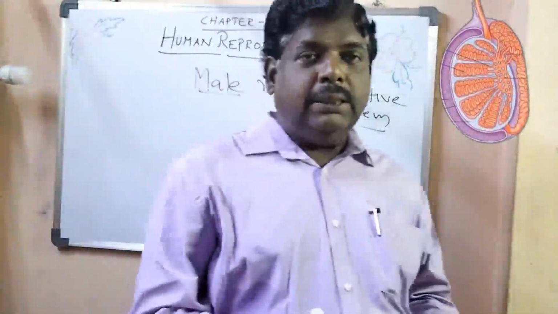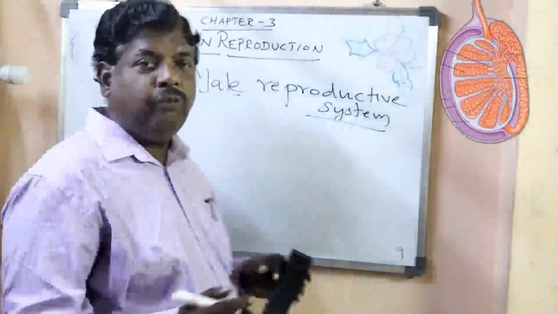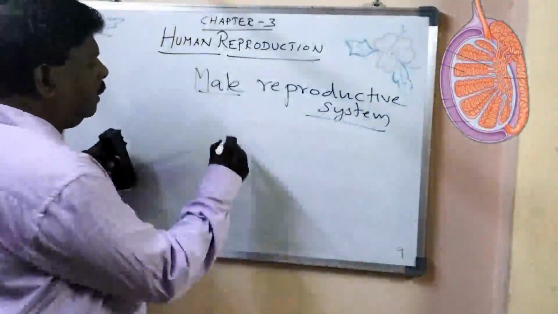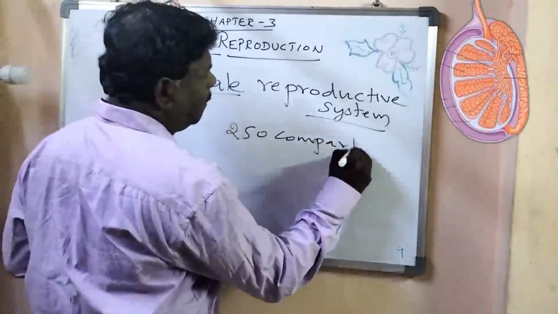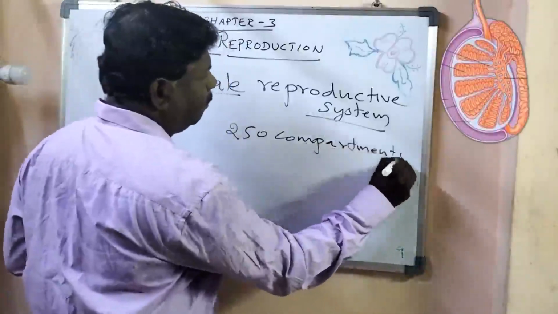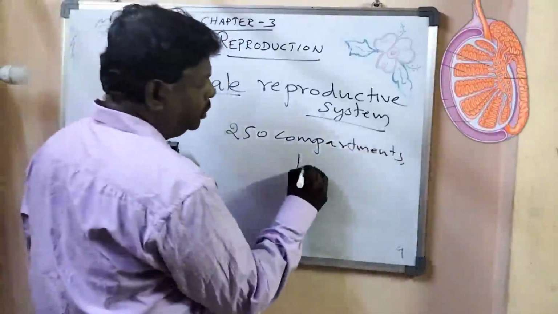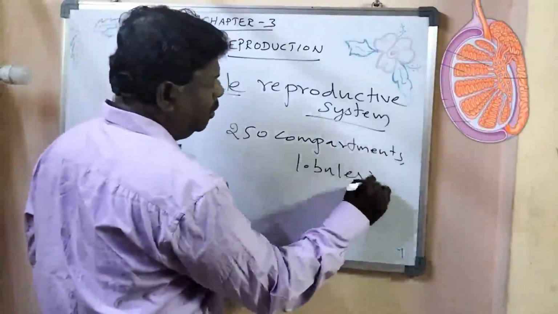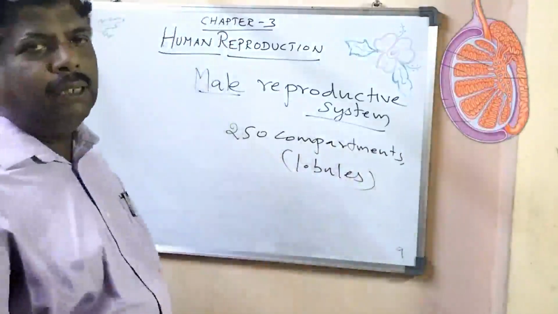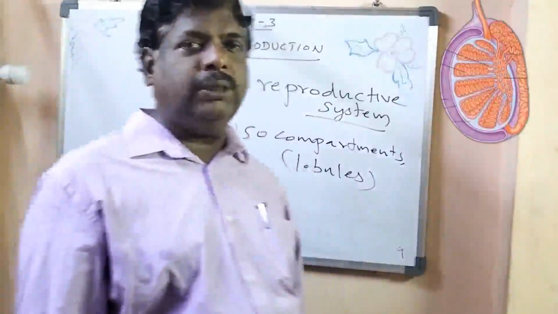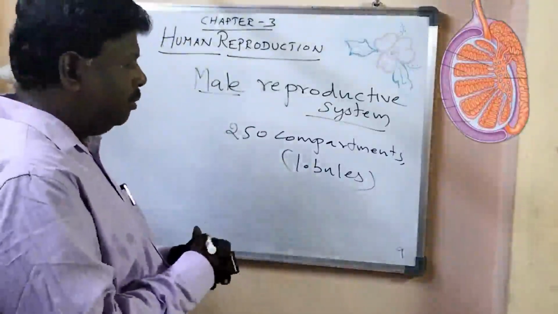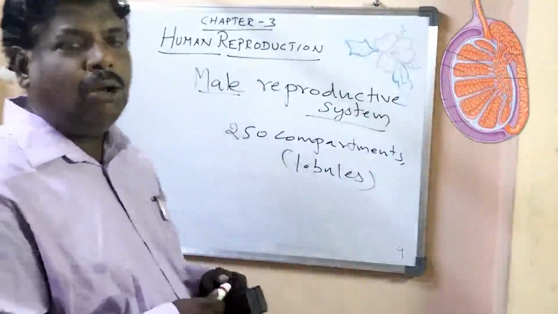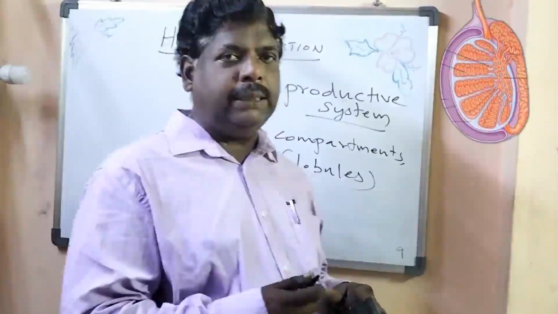Then in the testis there are compartments, around 250 compartments. These are also called lobules. Inside the lobules, 3 highly coiled seminiferous tubules are present.